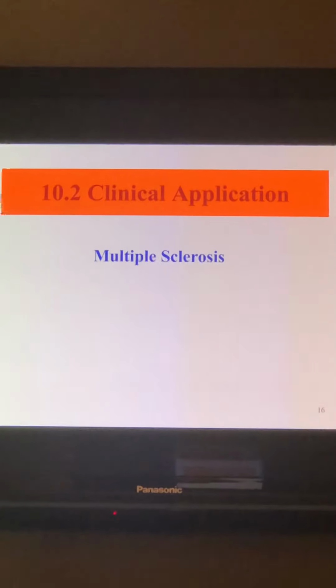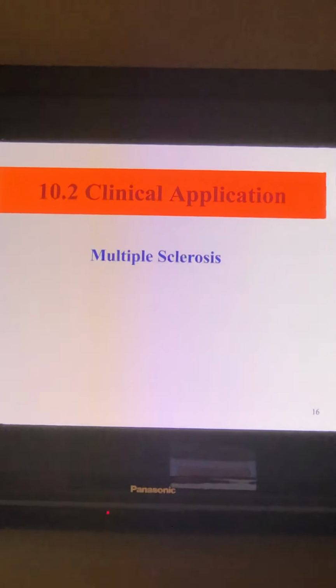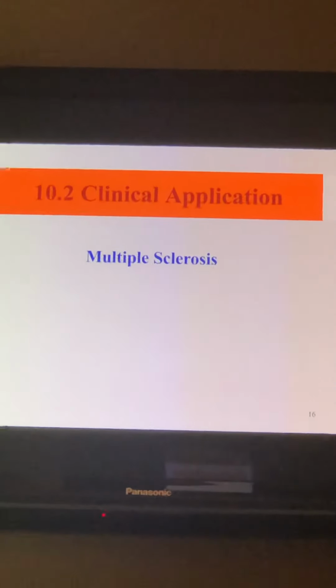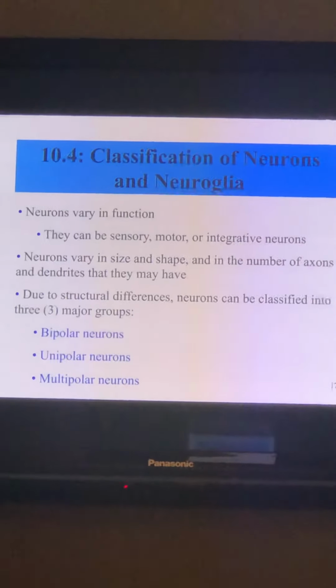MS. This is not on your test, but just real quick, MS is probably one of the best clinical applications in the text. MS is a demyelinating condition, meaning that it's destroying the myelin on your neurons, and the neurons are not propagating like they should. I actually had two patients that I diagnosed with this in my clinic over the years.